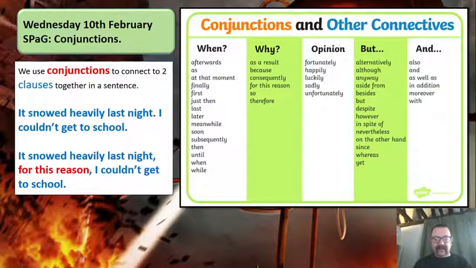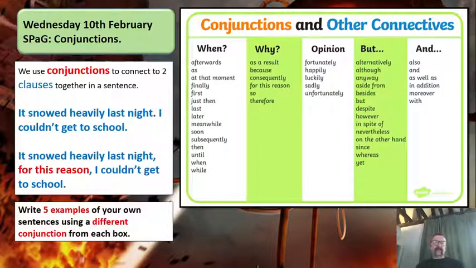Okay, so what I'd like you to do, I'd like you to think of 5 examples of sentences using your conjunctions. Okay, so see if you can create a sentence using when, a why, an opinion, using but, and also using and. Okay, so you want an example from each one of those, and they're going to be really useful to include into your diary entry this week for our writing. So pause the video, have a go, and I'll see you in a moment.